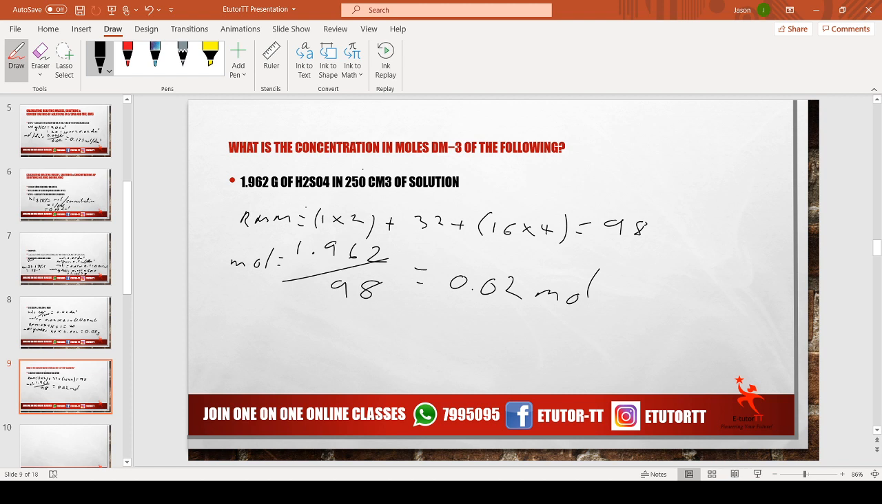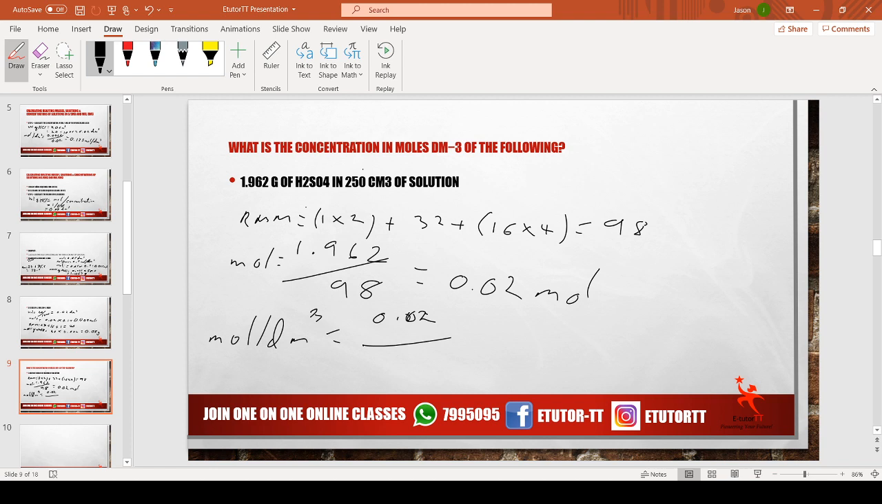The next step we want to work out is the molar concentration now. So the molar concentration, we'll arrive at that from a simple solution equation. Moles per dm cube equals the amount of moles, 0.02, divided by the volume in dm cube.